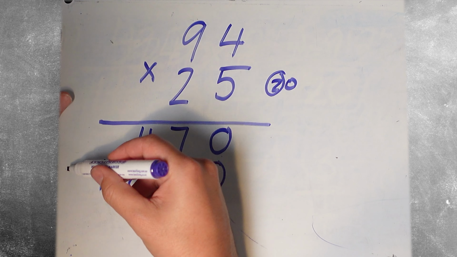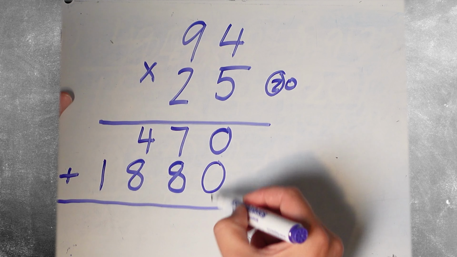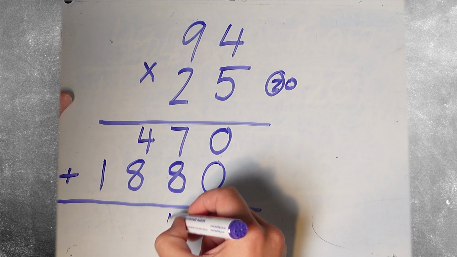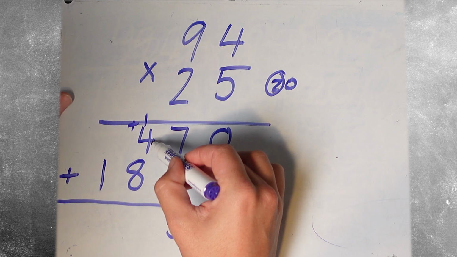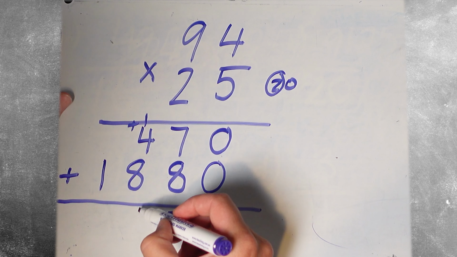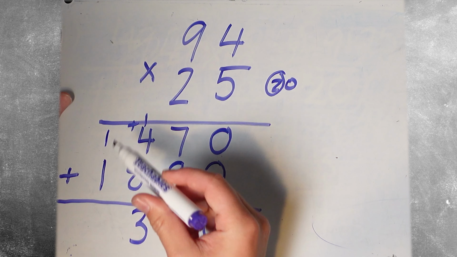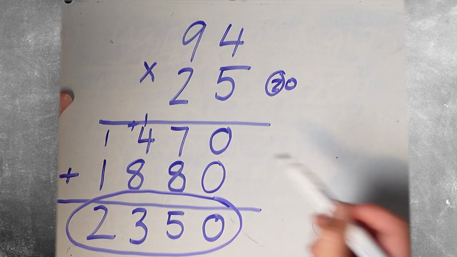Now we're ready to plus the 2. 0 plus 0 is 0. 7 plus 8 is 15. 1 plus 4 is 5. 5 plus 8 is 13. 1 plus 1 is 2. And there we go. That's our answer.